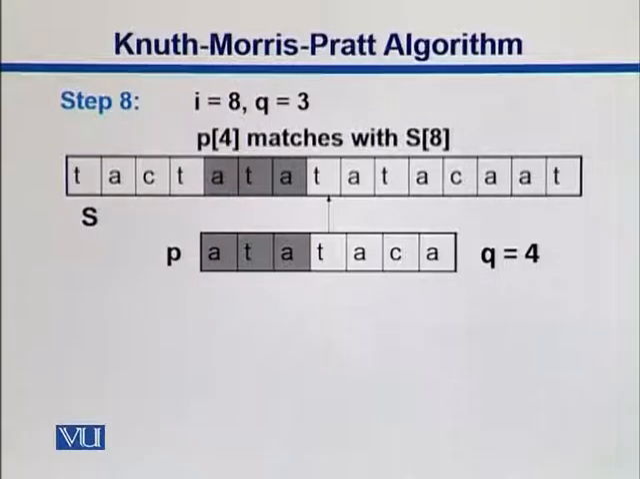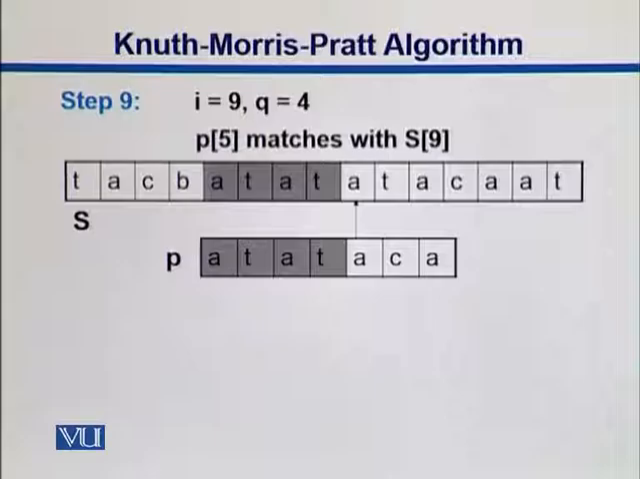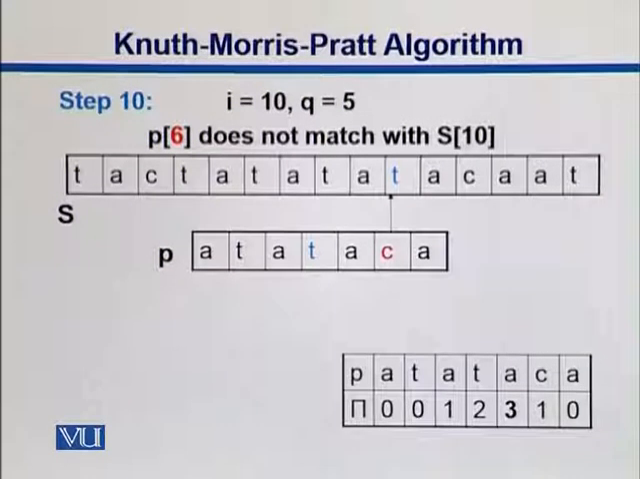Again, T and T match, so Q is equal to 4. In step 9, our Q is equal to 4. 4 plus 1, we are comparing the fifth character with S of ninth character in the string. And Q gets incremented to 5. Okay guys, so here we got another situation where P of 6 does not match with S of 10.